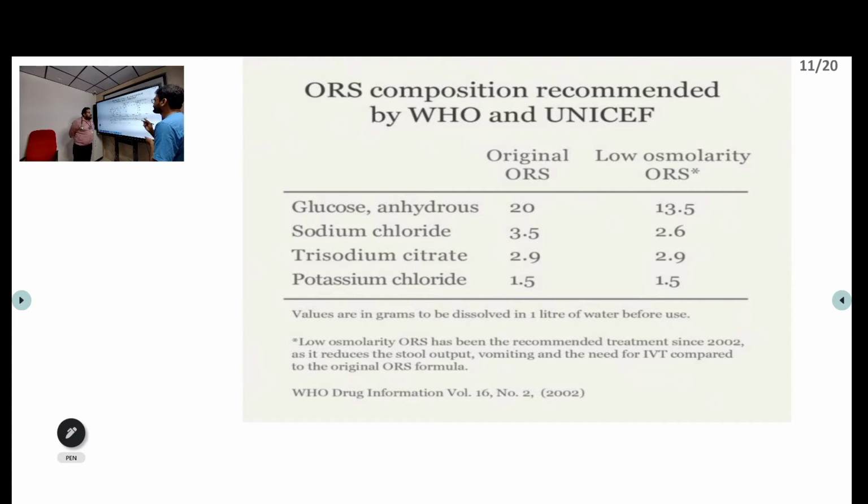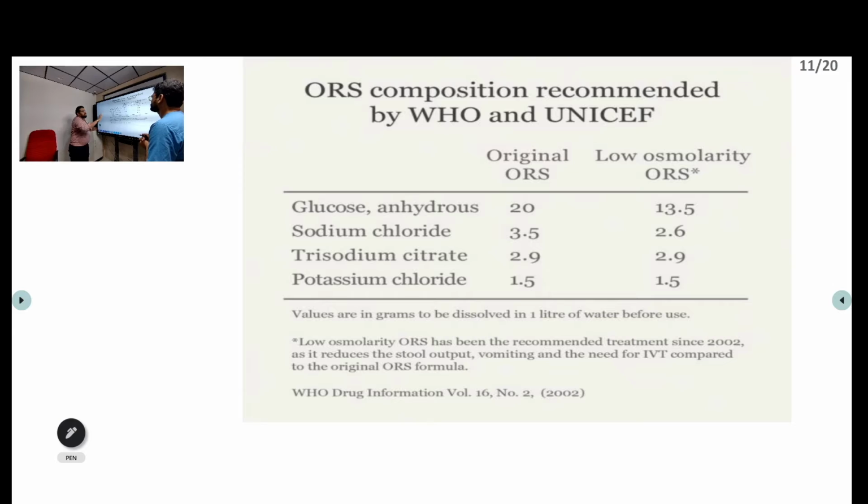So in this case we will give WHO ORS, which contains mainly glucose. You need to give energy to the child. We need to give electrolytes to the child. That is our idea. So whatever ORS you are giving, it should have electrolytes and energy. So there is glucose, sodium chloride, trisodium citrate, and potassium chloride. That is what is mandatorily required.